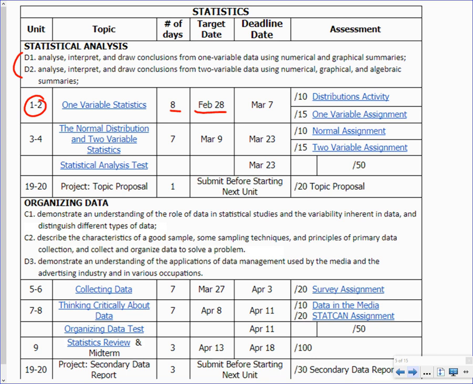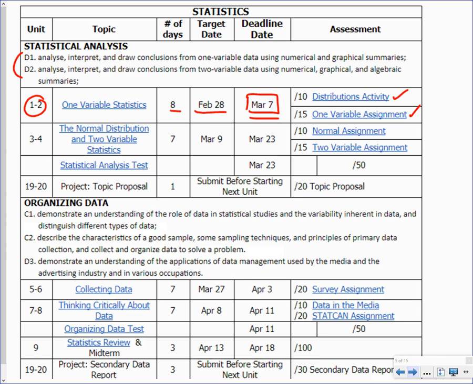Now with an e-learning course, you can work a little bit ahead, you can sometimes be a little bit behind, you can pace your own learning a little bit. So in addition to the target date, there's a deadline date. Now these deadline dates are the dates after which the assignments will not be accepted anymore. So for one variable statistics, there are two assignments. There's a little distribution activity. There's what's called the one variable assignment. After March 7th, this deadline date right here, neither of those two things will be accepted.